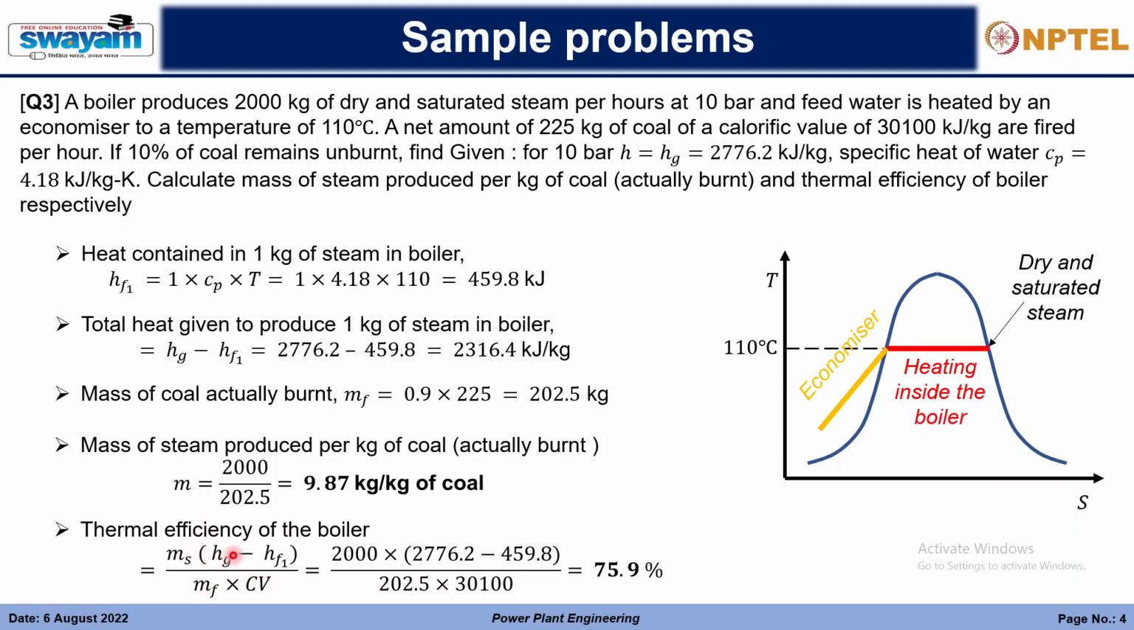So ms into Hg minus HF1. We already calculated the net energy supplied per 1 kg of steam. So this into the total amount of steam being generated will give us the total energy, and accordingly the total amount of coal being burnt into the calorific value of the coal, and finally we get 75.9% efficient. So a boiler with 75.9% efficiency is actually not that good.